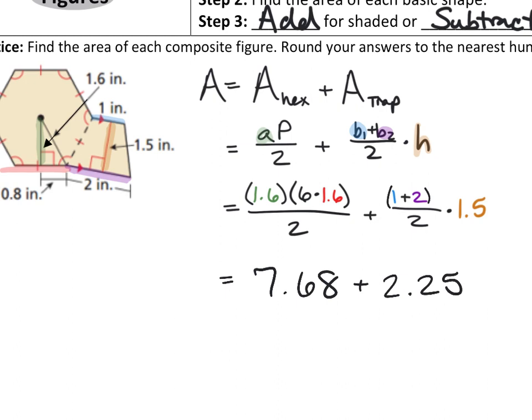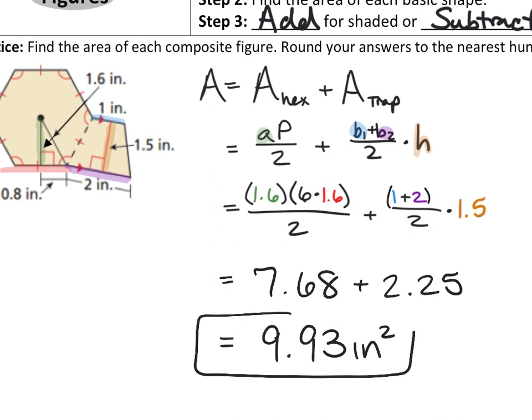Obviously, the last step, we just need to add these two things together. So in your calculator, 7.68 plus 2.25, what do you get? 9.93. Now, I'm going to be a stickler for this. If you do not give me the correct units, it is not correct. What are we measuring in here? Inches. But since we found area, should I answer with just inches? Inches squared. Very good.